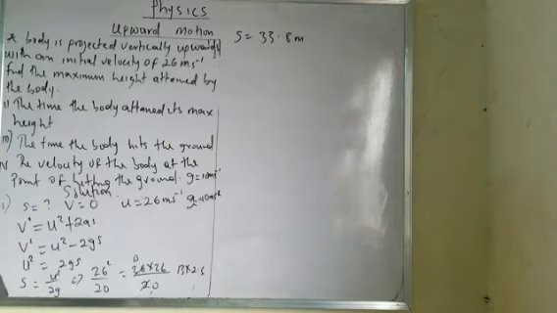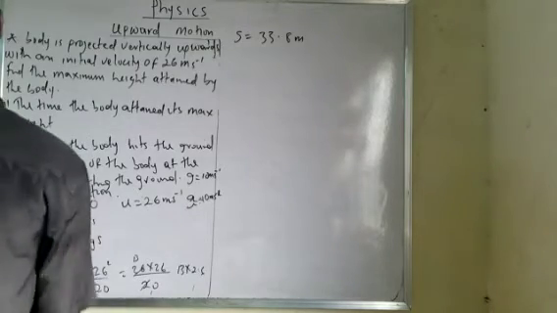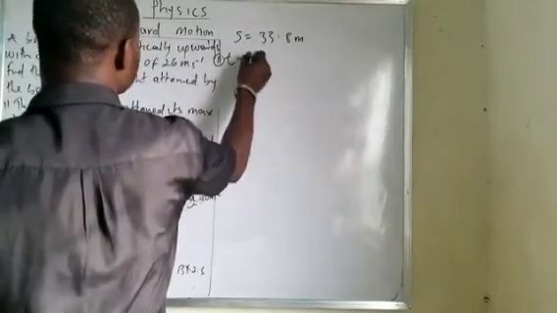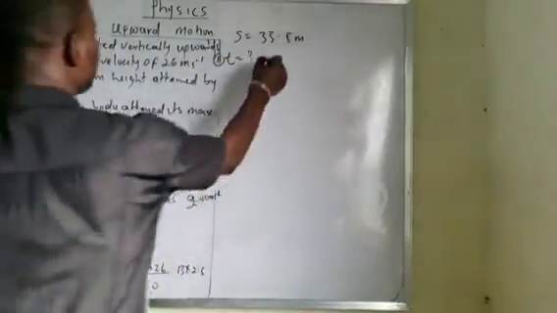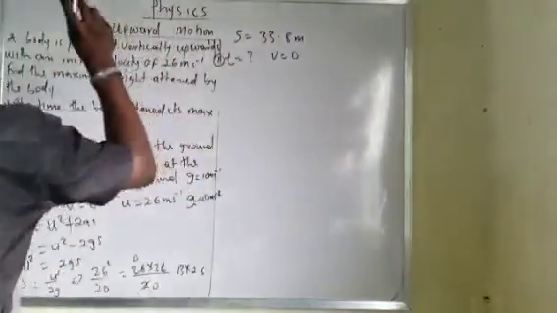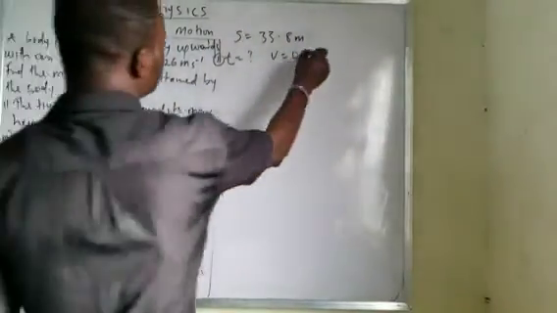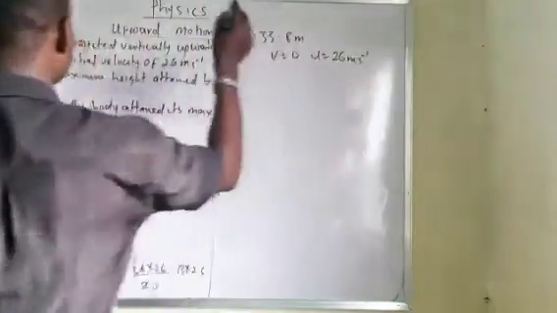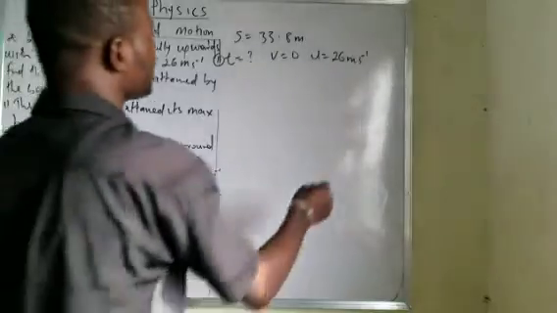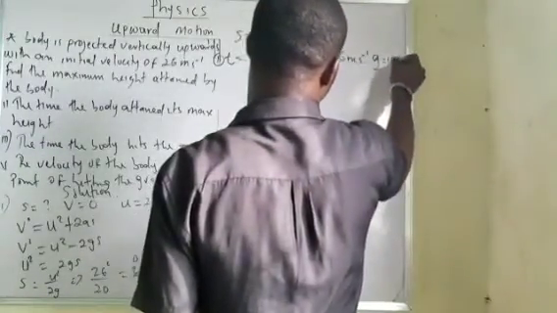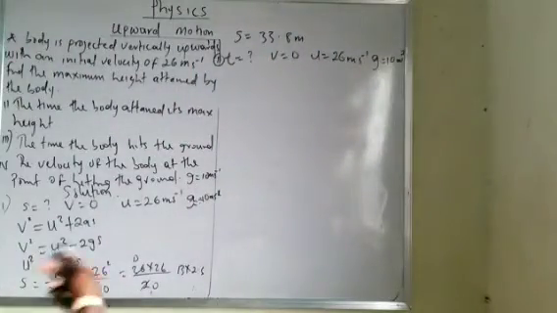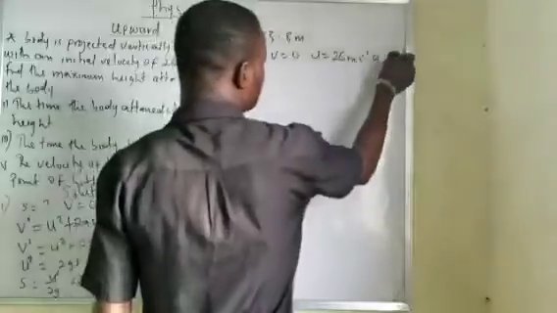Now that I have that, I'll move on to the next one, where I'm looking for the time the body attained its maximum height, which is number 2. My t is the unknown, my v equals 0, my u equals 26 meters per second, and my g equals 10 meters per second squared. Please take note of that, and don't forget we are going up, so it will be minus.